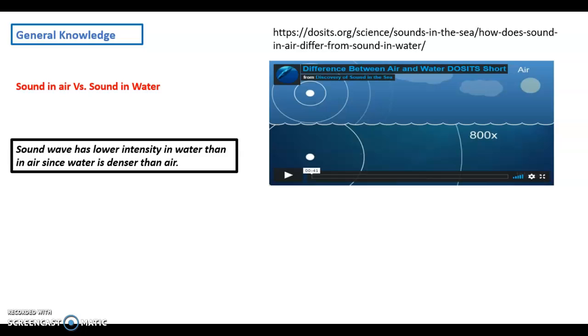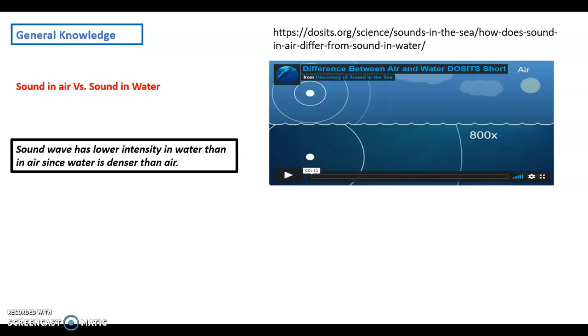Now this is general knowledge. Sound wave has lower intensity in water than in air since water is denser than air. So though the same pressure is applied, this pressure is trying to overcome denser molecules that are close to each other, trying to propagate through denser material. That's why it loses energy as it passes through this dense medium.